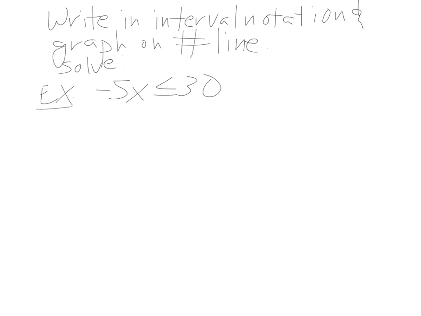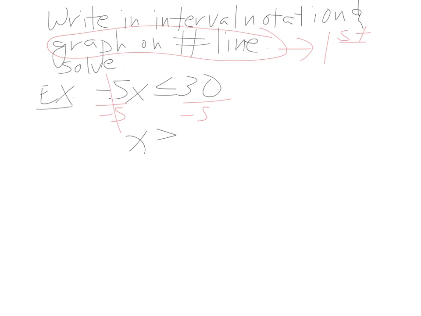The instructions say to write in interval notation and graph on a number line after we've solved it. I think it's easier to graph on the number line first. So once we solve for x, that's what I will do. I want to solve -5x is less than or equal to 30, so I divide both sides by -5. And we need to remember our rule with inequalities, that when you multiply or divide both sides by a negative, your inequality symbol flips. So the result will be x is greater than or equal to -6.